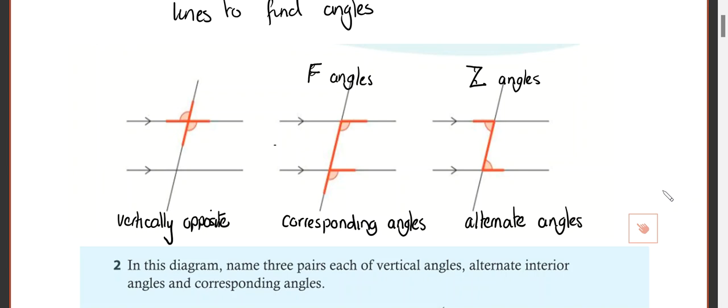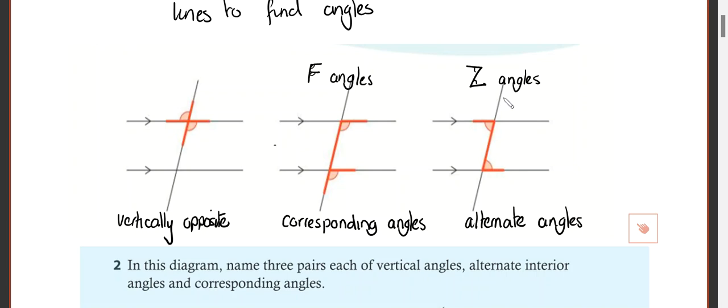So you go from one side to the other, yeah? Alternating current, have you seen that in physics? Electricity goes from one to the other to the other, and keeps alternating. One thing to another. Well, I would say corresponding though is one place to another, but I would say alternate here, alternating, because we go from one side of the transversal to the other side of the transversal. Okay? And they're interior because we're inside the lines.